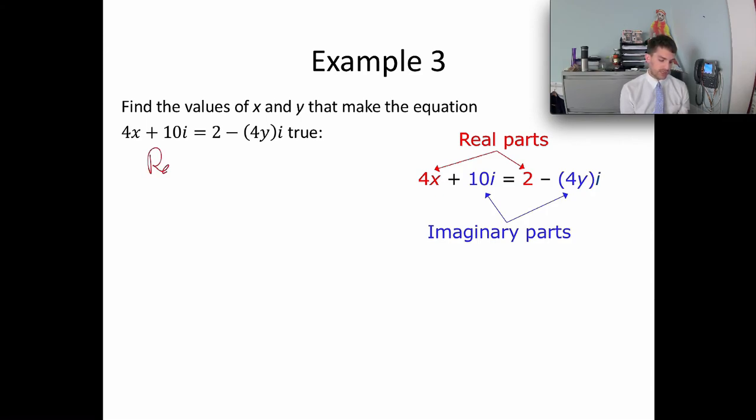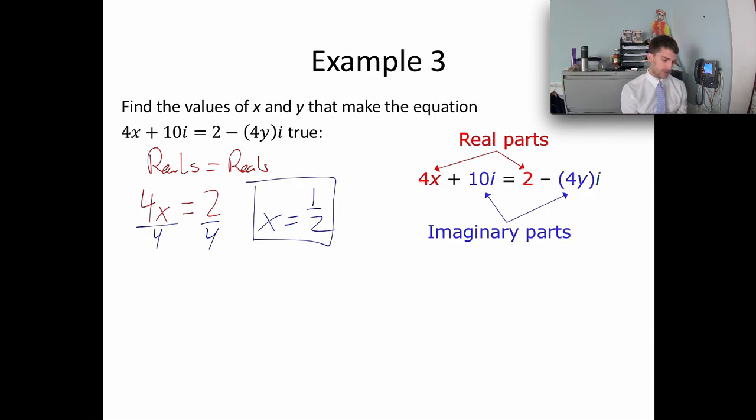In general, what I'm going to say is reals equal reals. So we're going to take the real part, 4x, on one side of the equation and set it equal to 2. And then we're just going to solve for x. Now, even though this is a fairly simple step, this is a step that people often trip up on. They see a 4 and a 2 and make the assumption that x equals 2. Dividing both sides by 4, we end up with x equals 1/2.